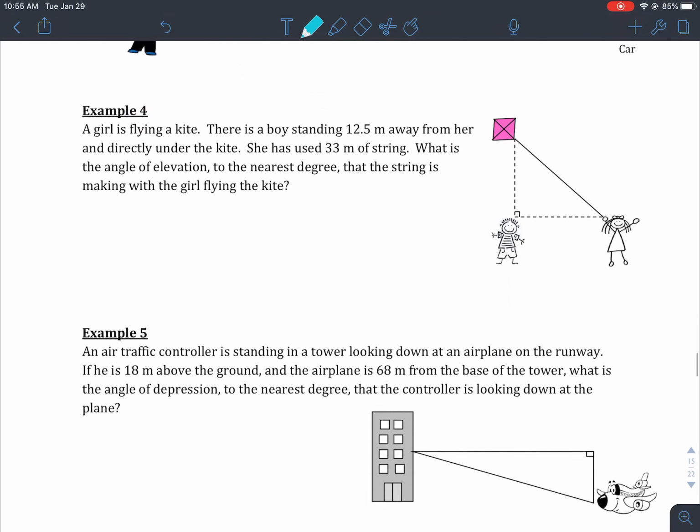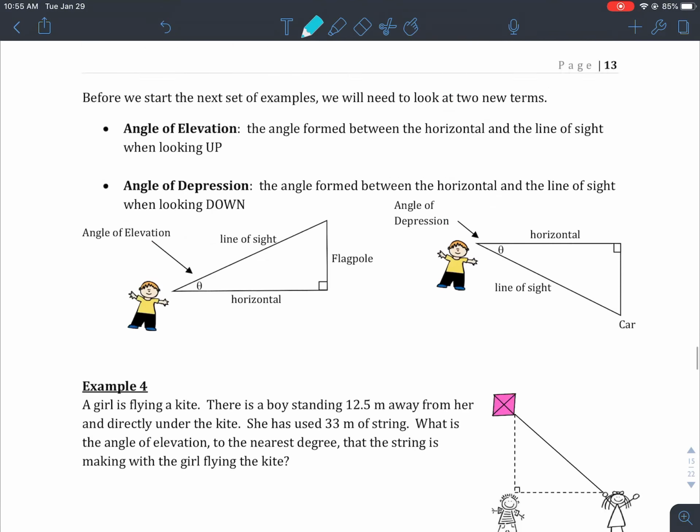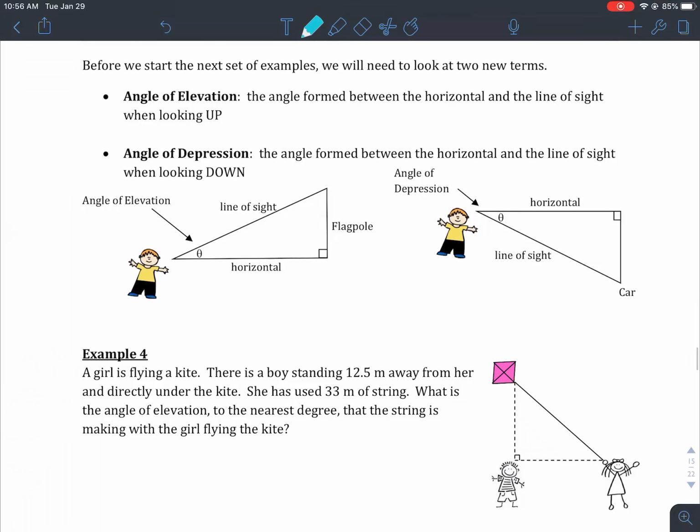Now I do need to know a couple of terms. So angle of elevation and angle of depression. So the angle of elevation is the angle formed between the horizontal, so a horizontal straight line, and the line of sight when looking upwards. So think about looking straight across at the wall, whatever is in the room you're in, and look up at the lights. The fact that you're tilting your head upwards means you're tilting it up at a certain angle, and that angle is going to be the angle of elevation.